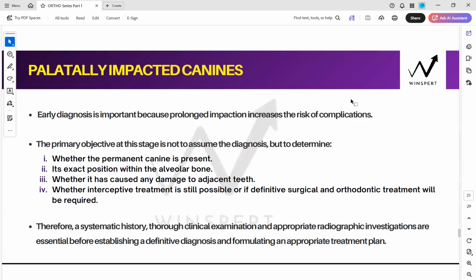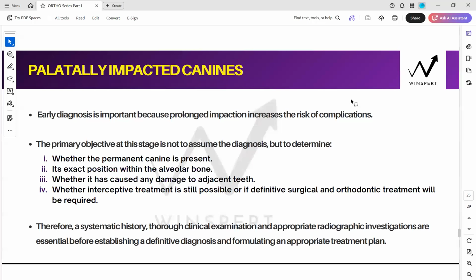Early diagnosis would be important because delay can lead to complications like external root resorption of adjacent incisors, cyst formation, loss of arch space, right? And then prolonged retention of the primary canine, and far more complex orthodontic and surgical treatment requirement. So that is why timely management and diagnosis are important. Is that clear for everyone or not?